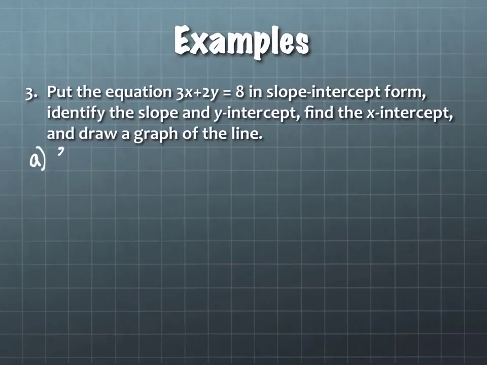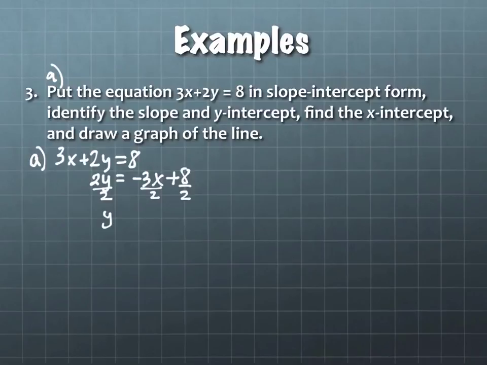We have 3x plus 2y equals 8. What's my first step? Get the y by itself. So I'll move my 3x. This is 2y equals -3x plus 8. And then what do I do? Divide both sides by 2, or you can think of it as dividing each individual term by 2, which is really nice here because I get the -3/2 x, but then 8 divided by 2 is 4. So this is part A, the slope-intercept form.